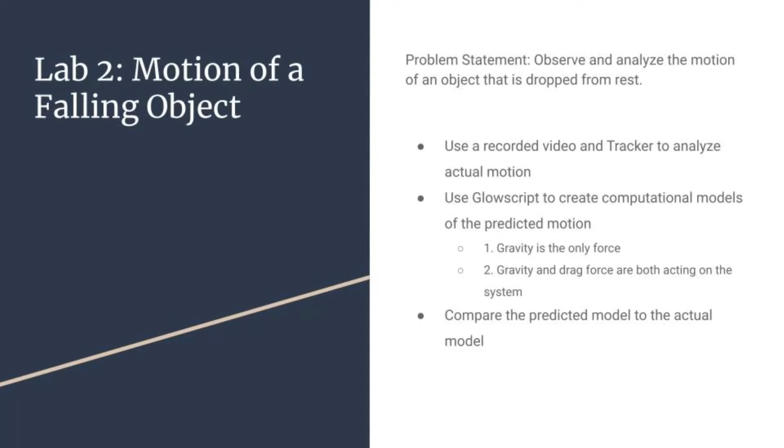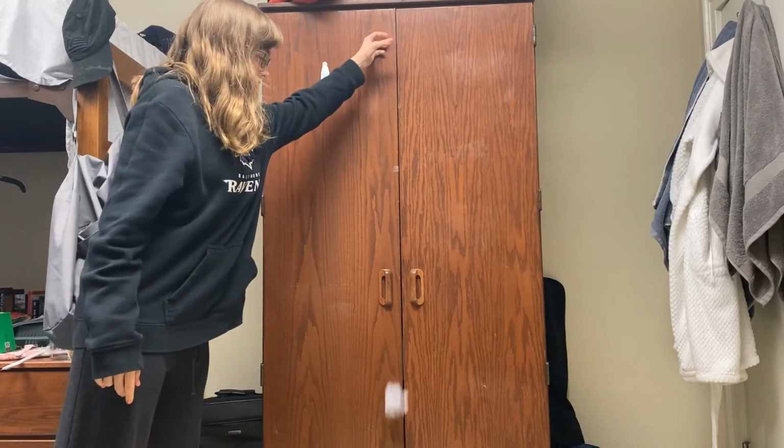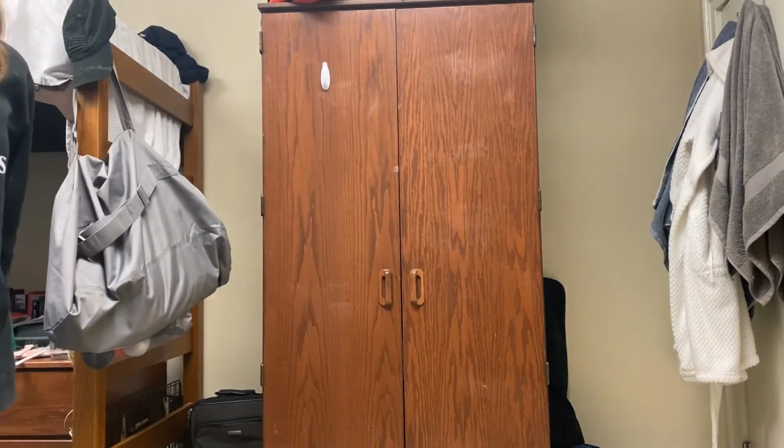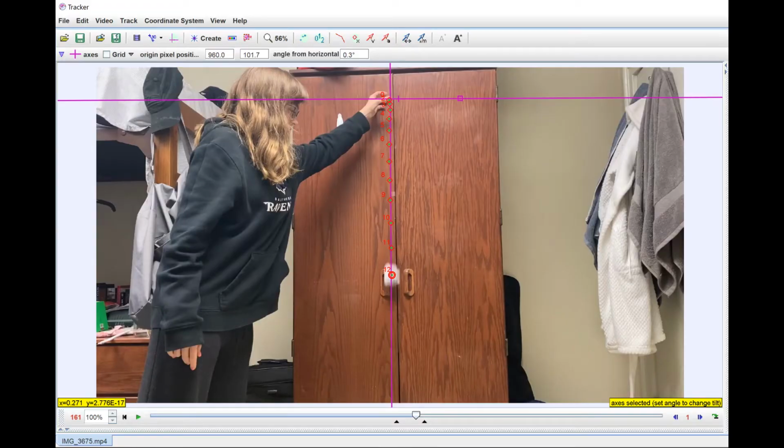The object that was chosen for this project was a crumpled piece of printer paper with a spherical shape, and it was dropped from rest. This is the video that displays the motion of the ball of paper. Then, the motion of the ball will be analyzed frame by frame in the program Tracker.